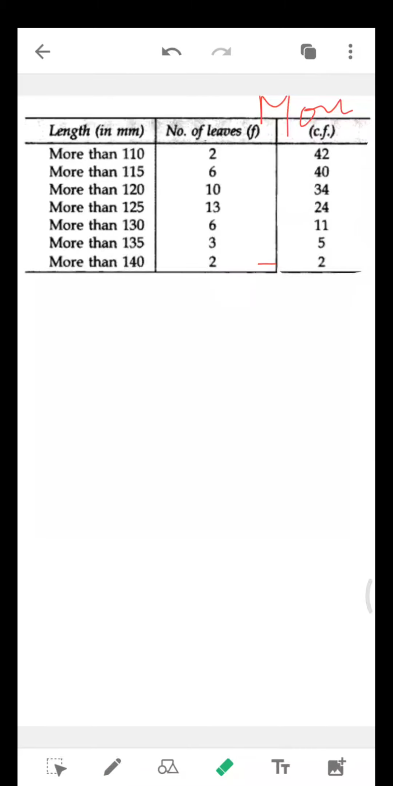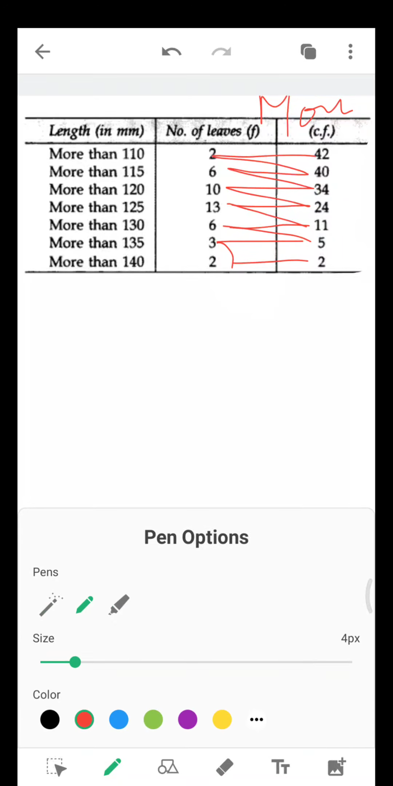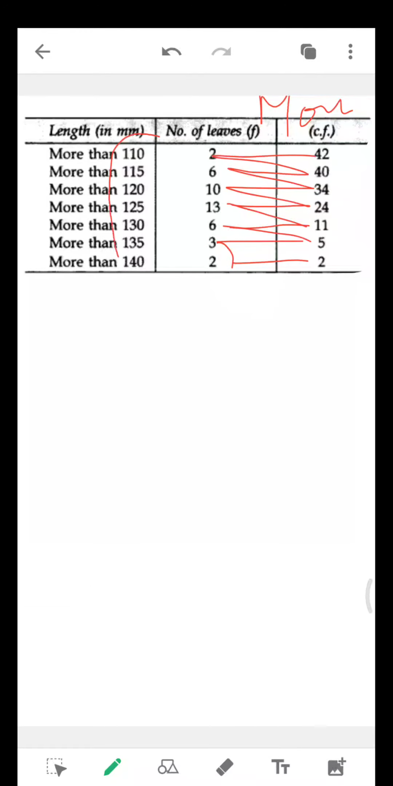It's very simple. For less than you add from the top, for more than you should add from bottom. Let's have a look again. First 2 is written as it is, then 2 plus 3 is 5, then 5 plus 6 is 11, then 11 plus 13 is 24, and it goes on like this, and finally we get 42. Here classes are not given, it's already given more than, so you can use the same values as x coordinate and these values as y coordinate, the more than cumulative frequency, and draw a graph for it.